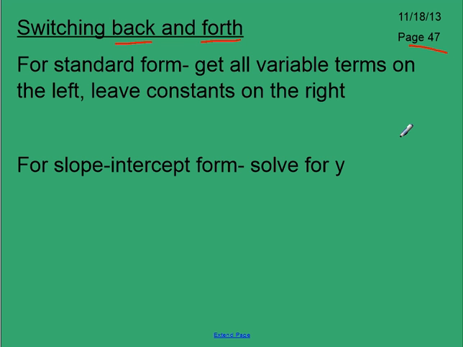When you are changing something to standard form, maybe I'll erase that 4 and write 2. That might make more sense. So if you want to make it into standard form, you need to get all variable terms on the left and leave your constants, your plain old numbers, on the right.